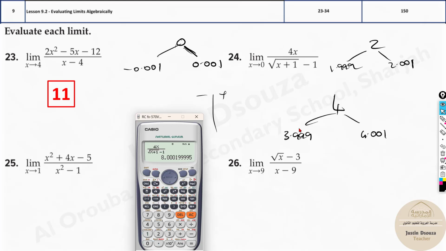And again, it's 8. So the answer is 8 over here. Same thing here. Now what are the values? Near to this is 0.999 and 1.001. Just put it into the calculator.